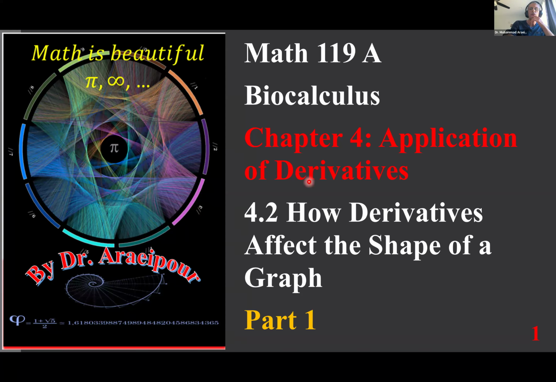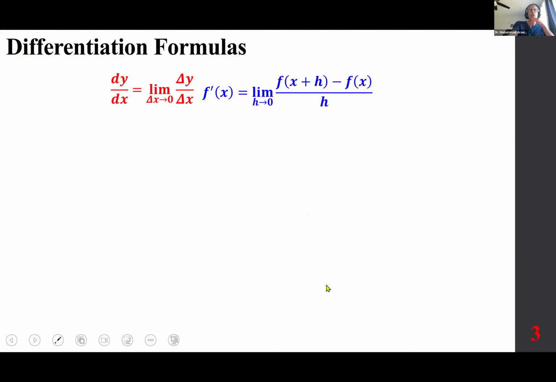So we covered maximum and minimum values, and now how derivatives affect the shape of a graph, starting with differentiation formulas. By definition, f prime of x is the limit of f of x plus h minus f of x over h as h approaches 0. Here's two ways to define a number e.